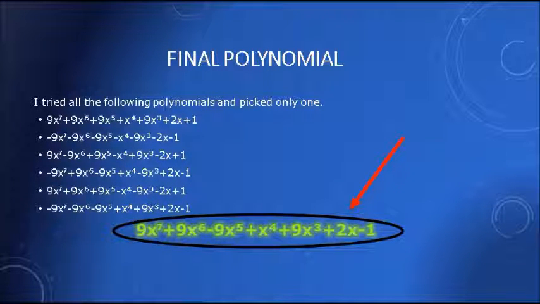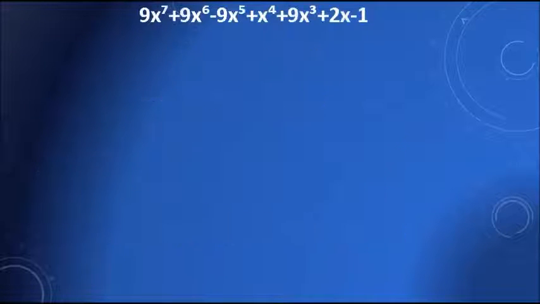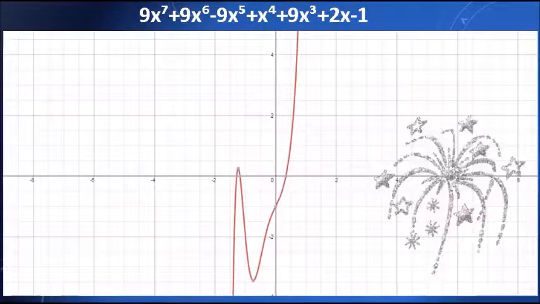It was 9x to the 7th power plus 9x to the 6th power minus 9x to the 5th power plus x to the 4th power plus 9x to the 3rd power plus 2x minus 1. And when I graphed it, this is my final result.